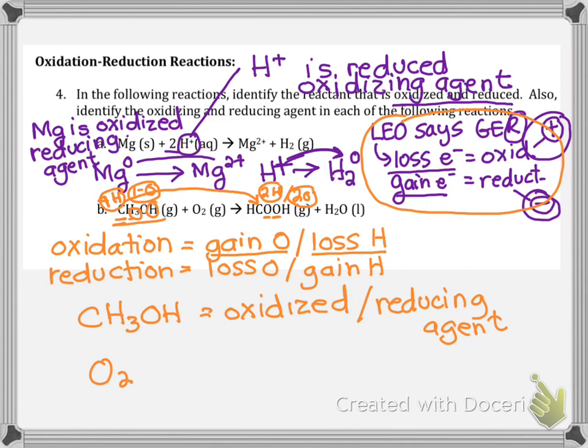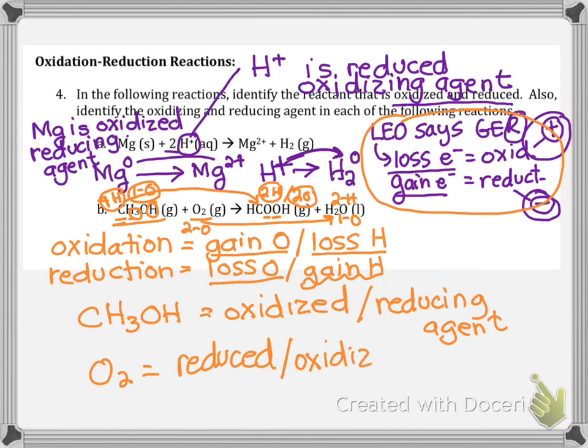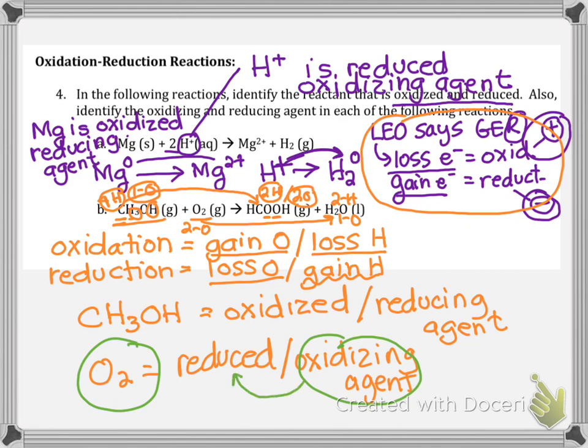Now O2, if I look at O2, it's going over to H2O. This has 2 oxygens. This one has 2 hydrogens and 1 oxygen. So it looks like I gained hydrogen because I went from 0 to 2, and I lost oxygen because I went from 2 to 1. So oxygen is reduced. It's also an oxidizing agent. Now I'll tell you something that I always remember, and maybe it would help you: oxygen is always an oxidizing agent. If I know that oxygen by itself is always an oxidizing agent, I could have solved this by knowing that. I would see oxygen, and I would know it must be reduced. And if oxygen is reduced, then the CH3OH must be oxidized.